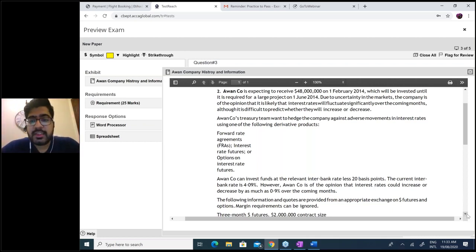Due to uncertainty in the markets, the company is of the opinion that it is likely that interest rates will fluctuate significantly over the coming months, although it is difficult to predict whether they will increase or decrease.